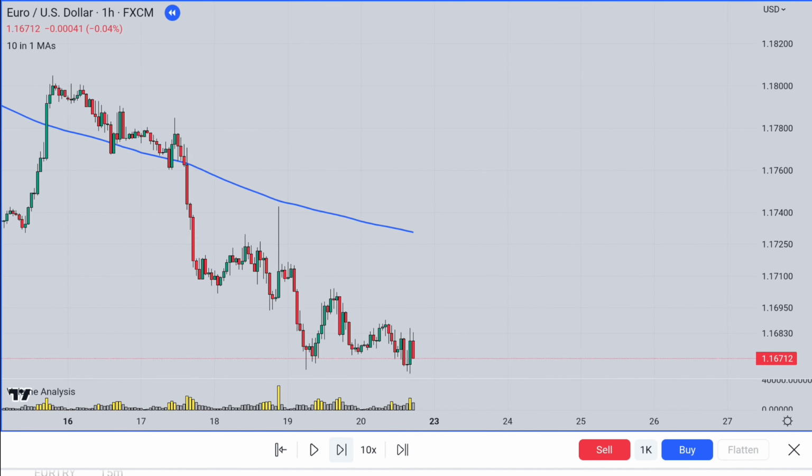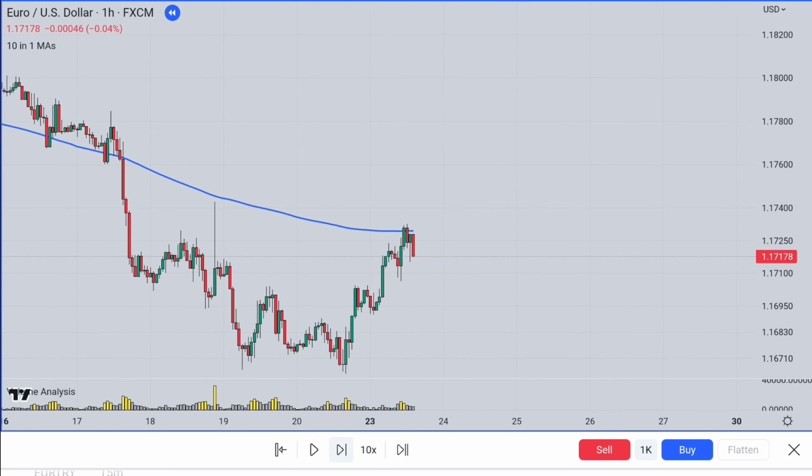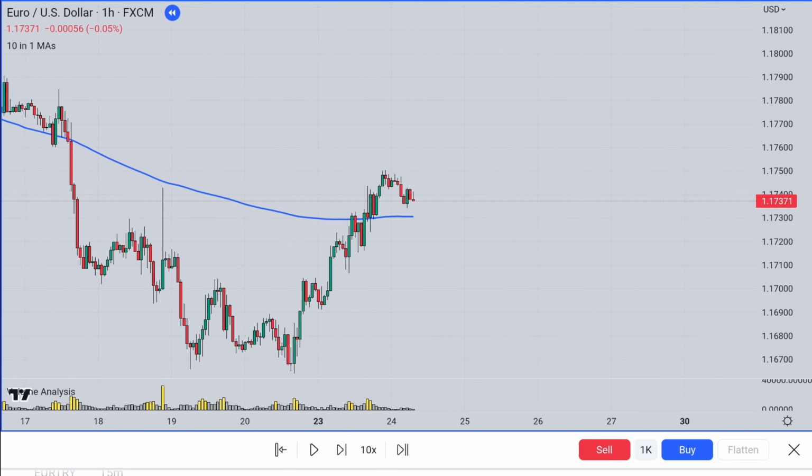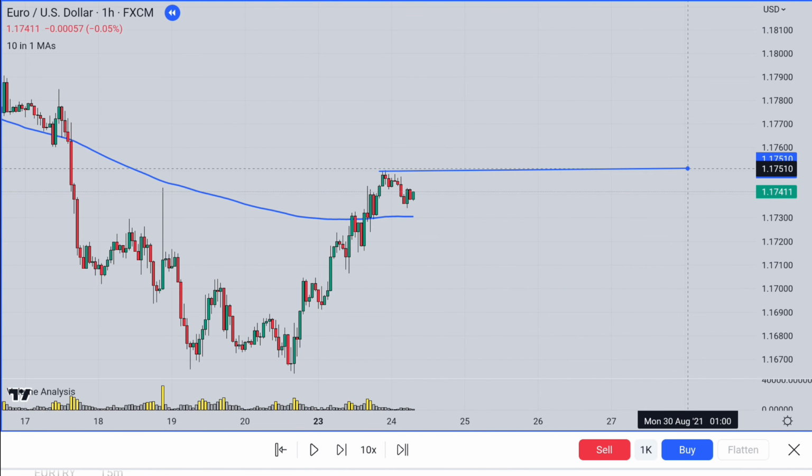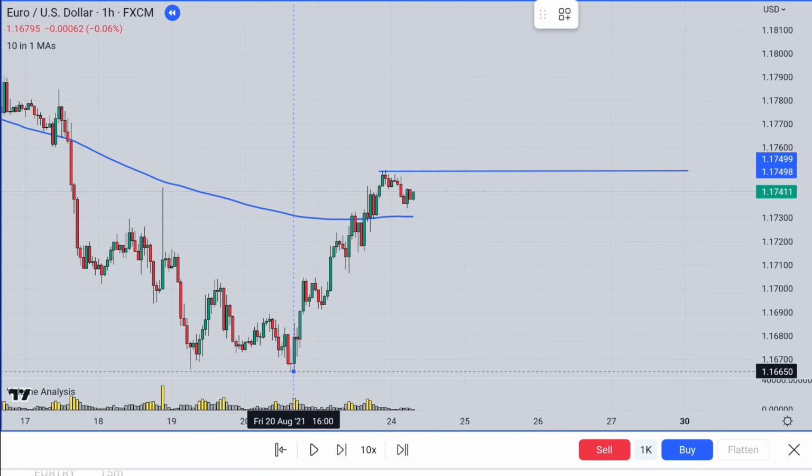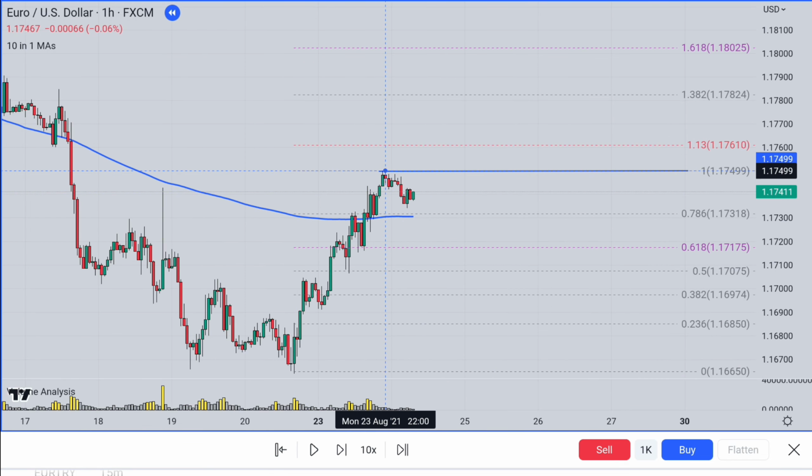Friends, now let's take a look at some long position examples. We see that the price is trading above the moving average line and has formed a peak by pulling back towards the moving average line. We draw a resistance line at this peak level and extend our Fibonacci tool from the lowest point to the resistance line we drew.